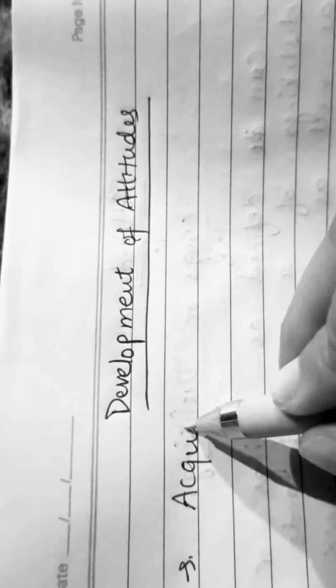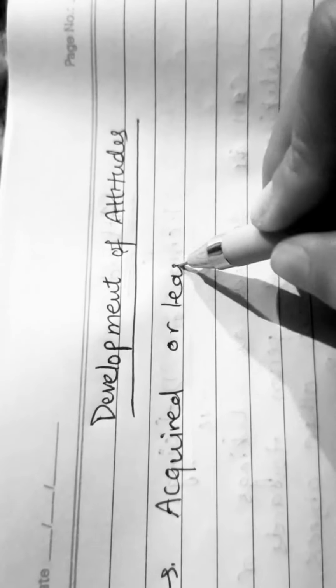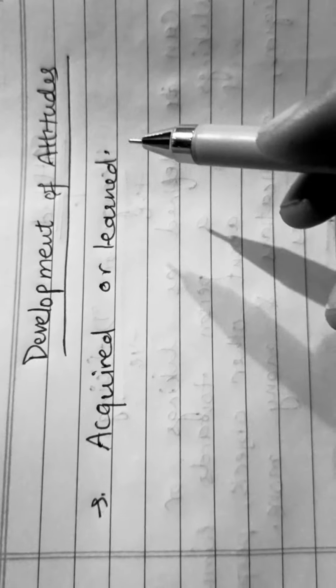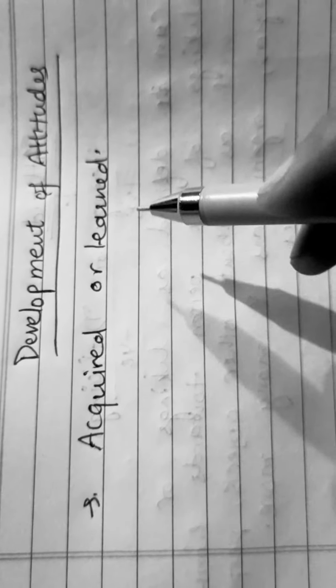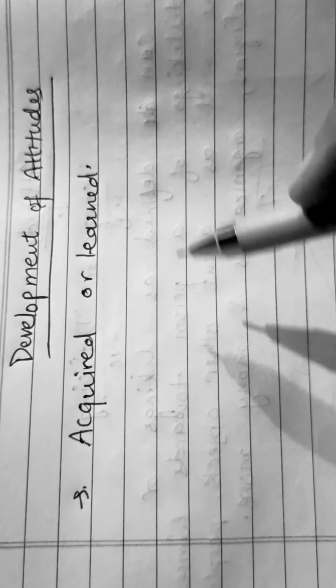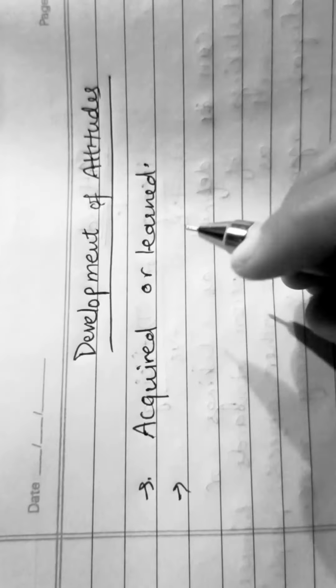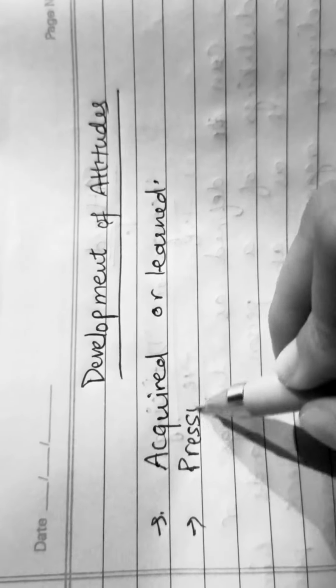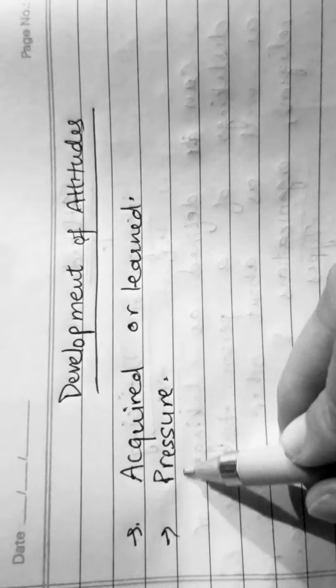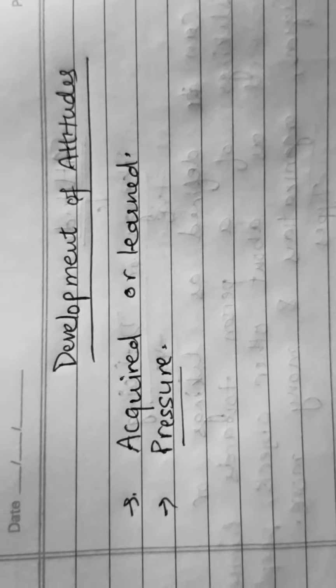Then the next is the development of attitudes, meaning how these attitudes develop in us. The first is acquired or learned. While living in different kinds of environment, whatever we observe in our parents, in our society, school, college, we acquire the same kinds of attitudes, and we develop the same kinds of attitudes in our behavior. Then the next is pressure. Sometimes we develop certain sets of attitudes due to pressure, because family members, society, culture pressurize us to learn something, and the same kinds of attitudes we start developing in our behavior.